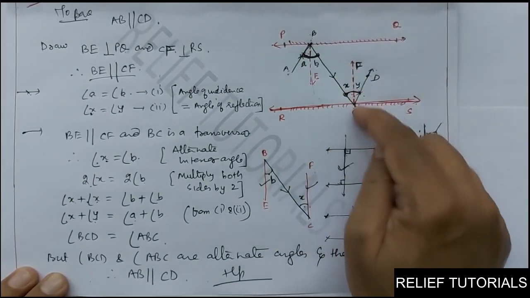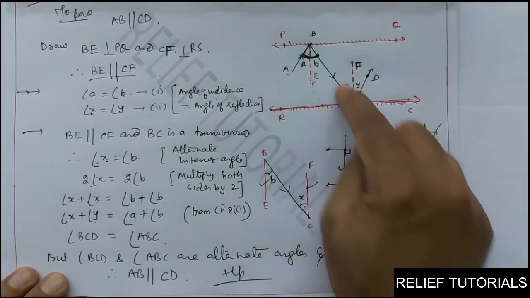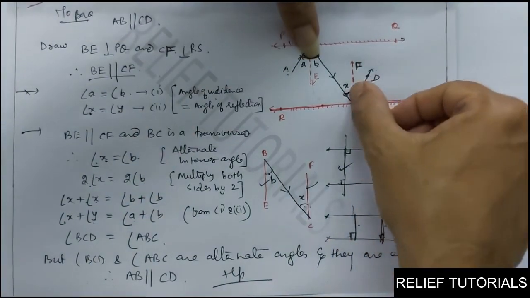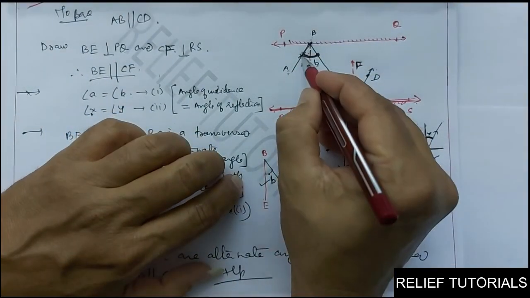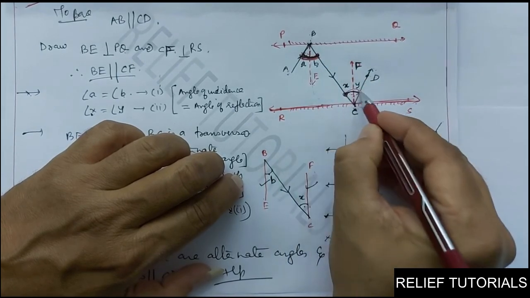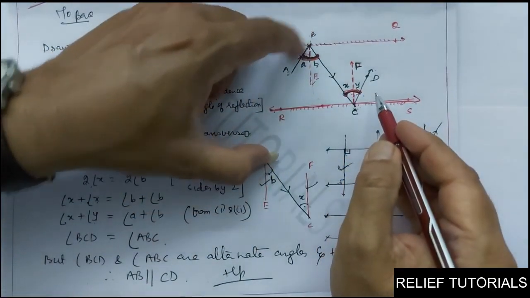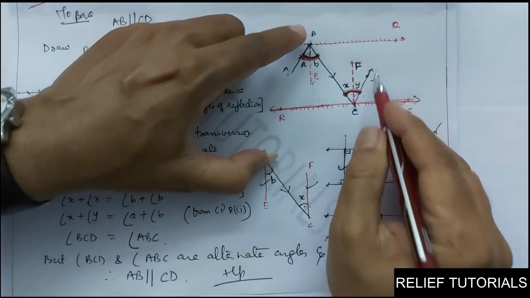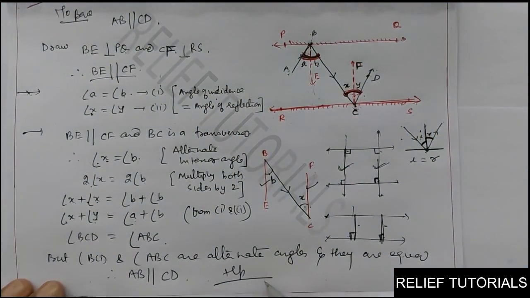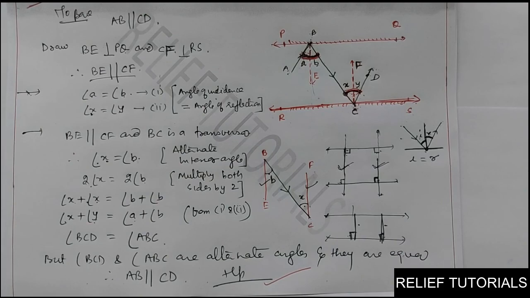X plus Y is angle BCD, A plus B is angle ABC. So these two angles, this angle and this angle, are alternate angles made by transversal BC with lines AB and CD, and they are equal, so lines are parallel. Hence, proved. I hope you understood this exercise.